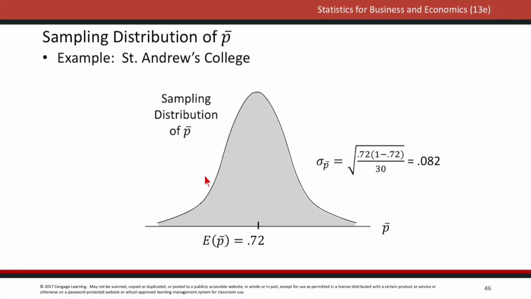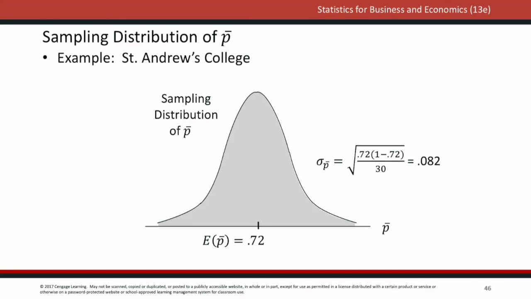The distribution of the sample proportions is going to be approximated by a normal distribution with mean or expected value 0.72 and a standard deviation calculated by the standard error of the proportion. So we replace the values 0.72, 1 minus 0.72 divided by the sample size, the square root, and we get the standard error of the proportion.